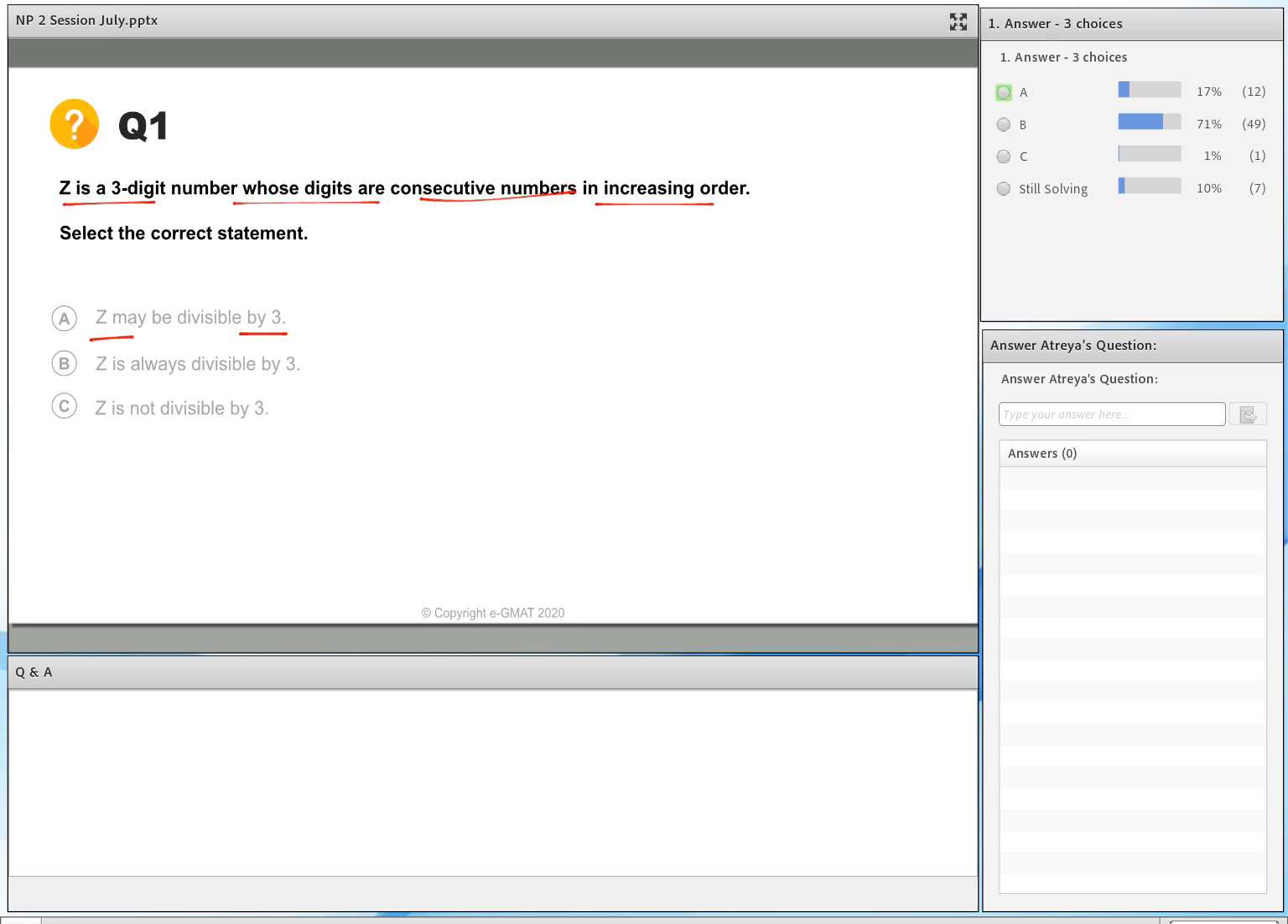Now I am going to open the short answer poll real quick. I want you people to tell me, when is a number divisible by 3? Can you please help me out with this answer? When is a number divisible by 3?